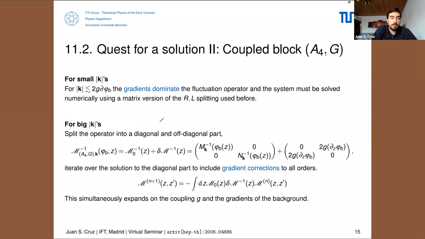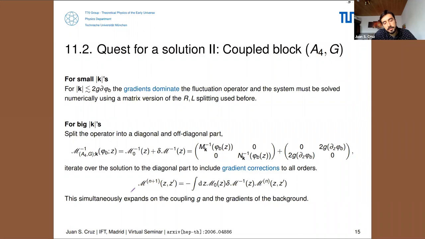So for the big values of k, what we do is we separate the fluctuation operator into two pieces. The first piece will contain just the diagonal terms, and the second piece will have the off-diagonal ones. And since we know how to deal with diagonal pieces by the previous method, we have already a starting point. So we have an M0 to begin with. And if this is just a fluctuation, it turns out that one can iterate over the previous solutions through this sort of integral to find the improved version.